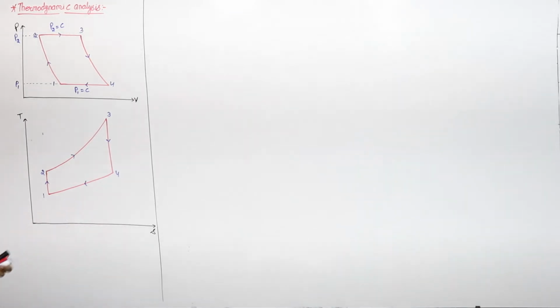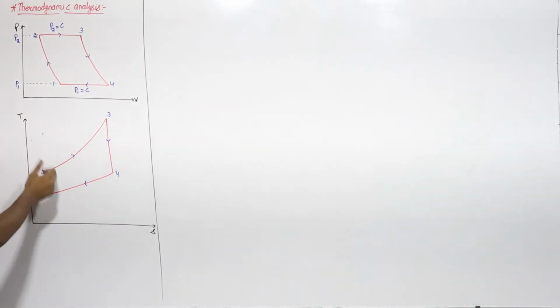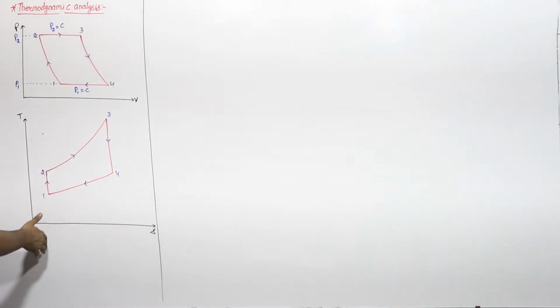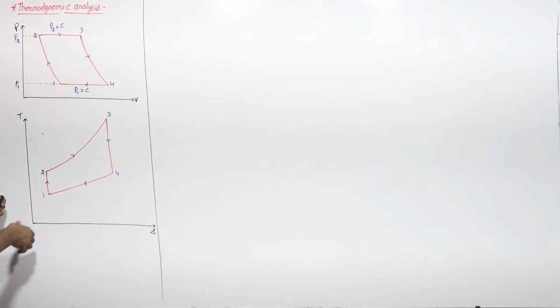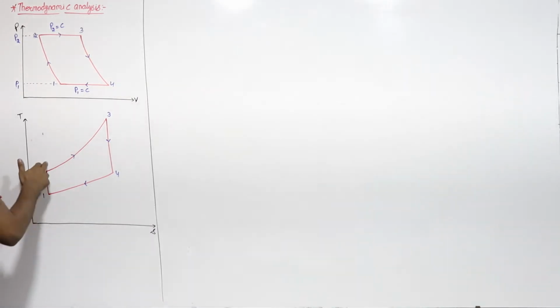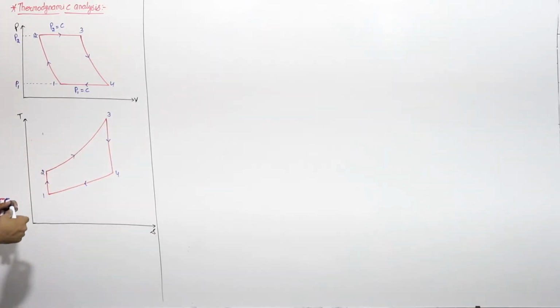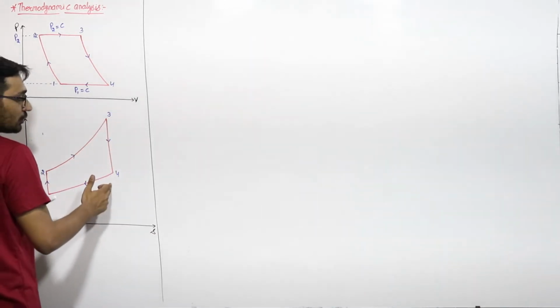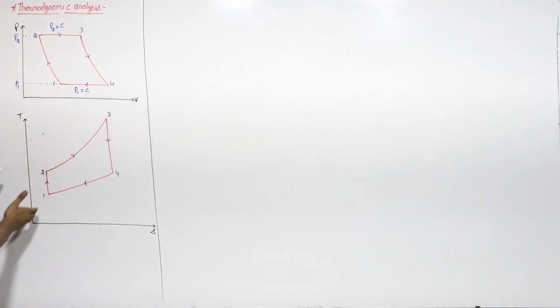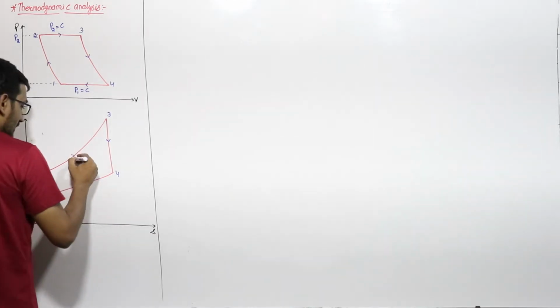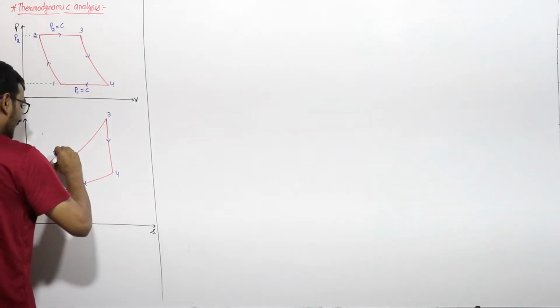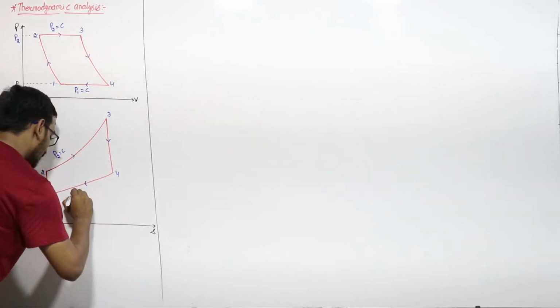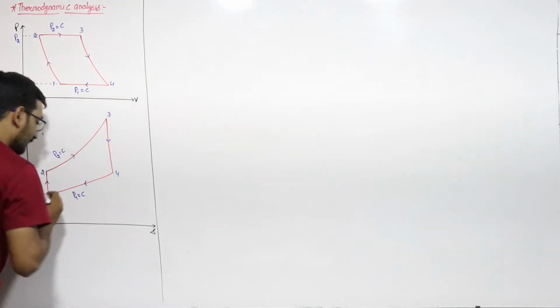In the TS diagram, if you draw, this is process 1 to 2, reversible adiabatic, then it is an isentropic process, so entropy will be constant, so it is a vertical line. So 1 to 2 is the adiabatic compression, 2 to 3 constant pressure heat addition, 3 to 4 adiabatic expansion, and 4 to 1 constant pressure heat rejection. Here P2 is constant, and in this process P1 is constant, right?